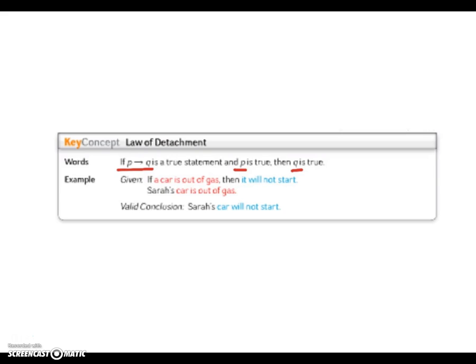This is our given information, and they're usually going to give us two statements for that. They told us if a car is out of gas, then it will not start. Then we're trying to match up the other given statement and the conclusion and see if it matches what was given in this first statement. Next it says Sarah's car is out of gas. That lines up with the P of the first statement. Our conclusion is that then Sarah's car will not start, and that would be the Q portion of our other statement.